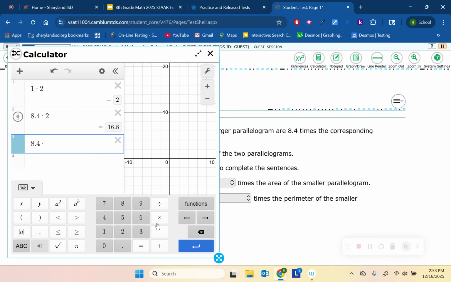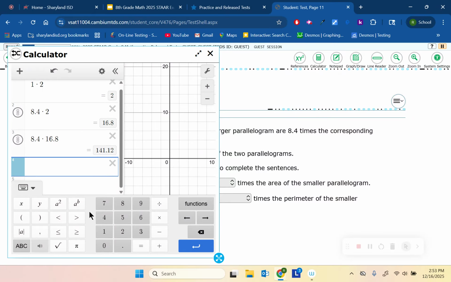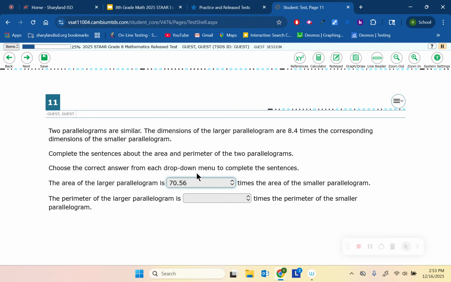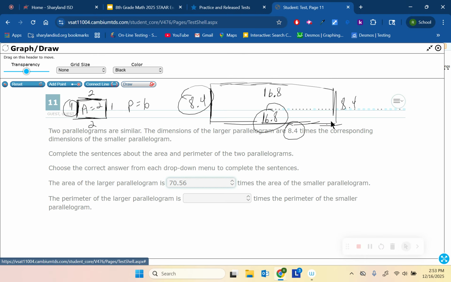So 8.4 times 16.8. It's 141.12. There we go, it's better. Now, to determine the scale factor, I get that 141.12, and I divide it by that 2, and it's 70.56. So the area is 70.56 times larger. There it is. Now the perimeter, the new perimeter, let's take a look at that.